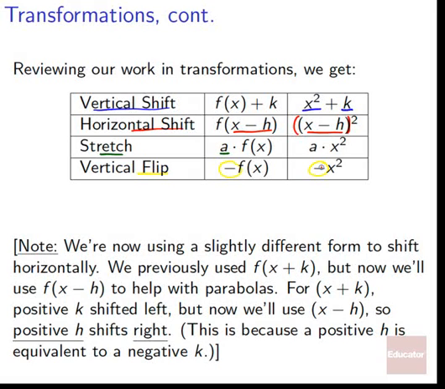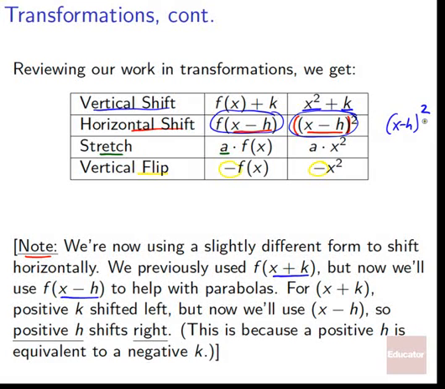So a negative in front will cause us to go from being up to being down, because everything will get flipped to its negative output. Now, one quick note, we're now using a slightly different form to shift horizontally. Previously, we were using f of x plus k, but now we're using f of x minus h, quantity x minus h squared.